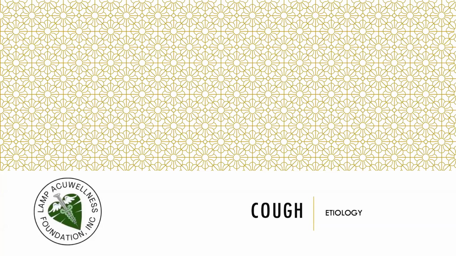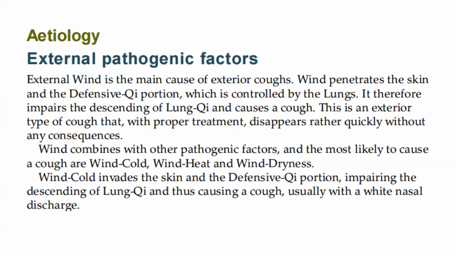Now let's discuss the TCM etiology of cough. External pathogenic factors. External wind is the main cause of exterior coughs. Wind penetrates the skin and the defensive qi portion, which is controlled by the lungs. It therefore impairs the descending of lung qi and causes a cough. This is an exterior type of cough that, with proper treatment, disappears rather quickly without any consequences.